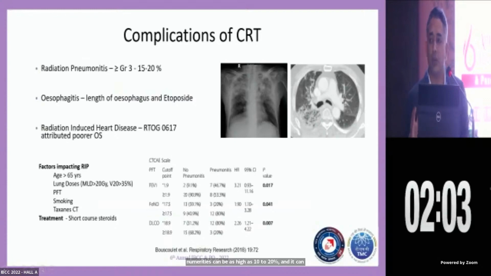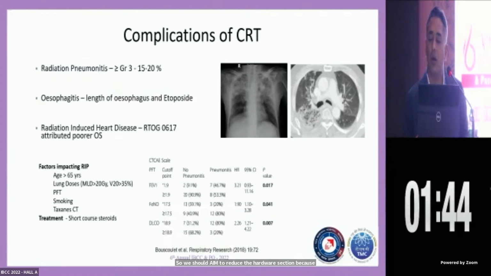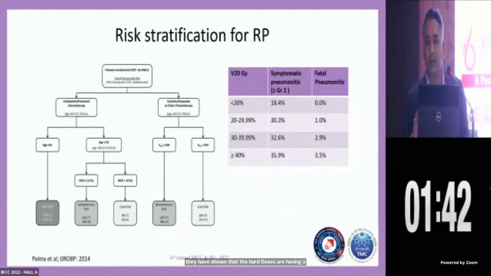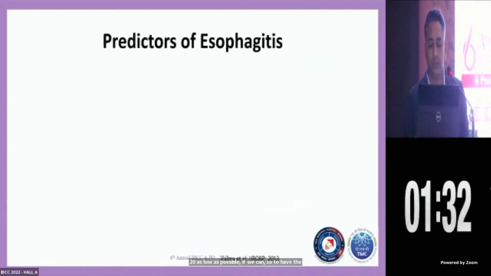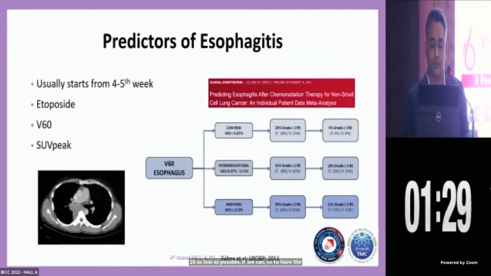The esophagitis rate also depends upon the length of the esophagus and the choice of the chemotherapy, for example, etoposide. Obviously, we are having a long-term overall survival with the help of the PACIFIC data. So we should aim to reduce the heart doses, because they have shown that heart doses are having a negative impact on overall survival. So there is the risk stratification for radiation pneumonitis. We should keep the V20 as low as possible, so as to reduce the incidence of grade 3 radiation pneumonitis as well as the esophagitis rate.